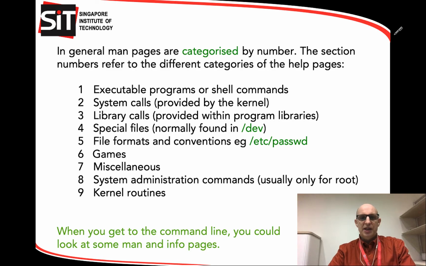In general, the man page system is categorized by different sections or numbers, and there's 9 of them shown here. Sometimes there's a command or a program that is resident in more than one section. For example, there might be a particular system call that also exists as a library call, and it would then be in sections 2 and 3 of the man page library. And by default, when you search for a particular program, it will give you the earliest page that it can find that program on. It's just something to be aware of.